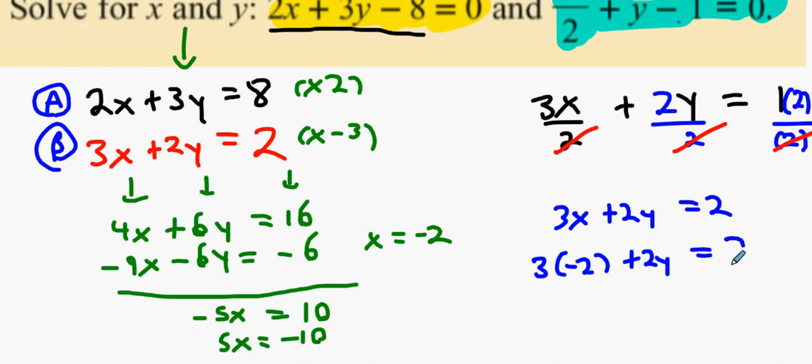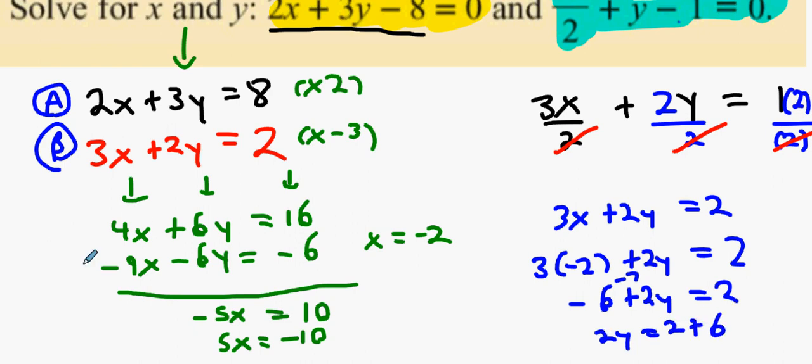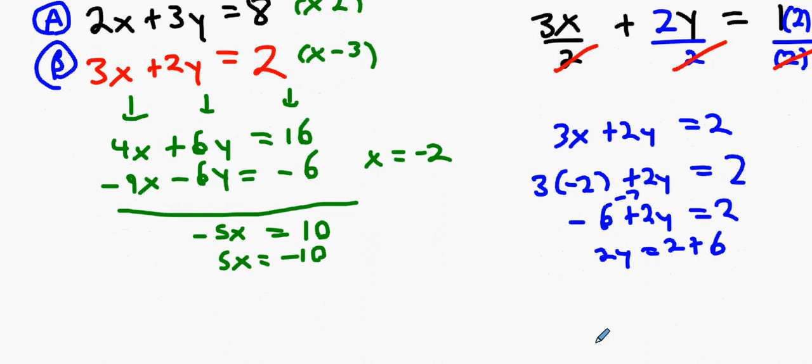And figure out what the y value has to be. So 3 times minus 2, minus 6, plus 2y. Bring the minus 6 over to your side, plus 6. 2y equals 2 plus 6, 8. 2y equals 8, and y equals 4.